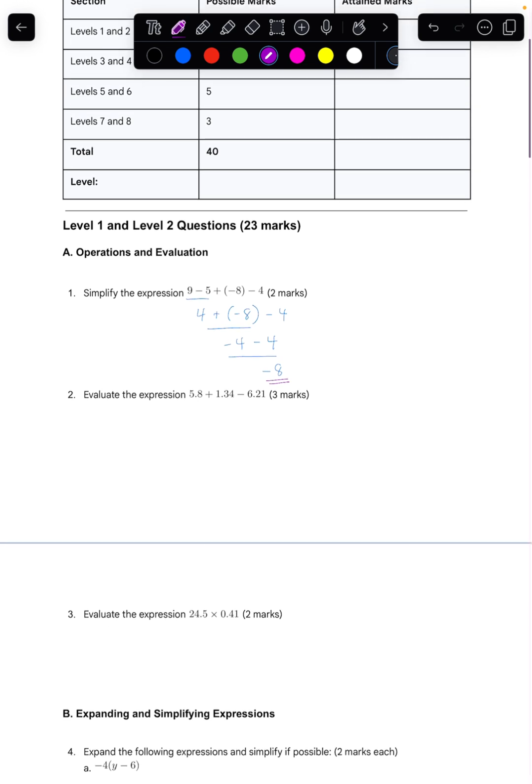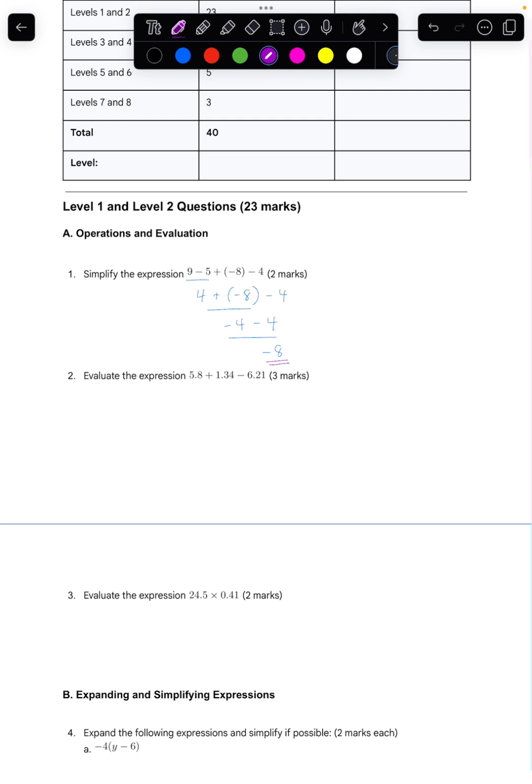Next problem. It says evaluate the expression 5.8 plus 1.34 minus 6.21. We're adding and subtracting decimals. And just like the last problem, we'll work left to right, starting with 5.8 plus 1.34. Because we can't use a calculator, I'm going to write this vertically and it'll look something like this. So 5.8 plus 1.34. Make sure you line up the decimals and add zeros as placeholders.